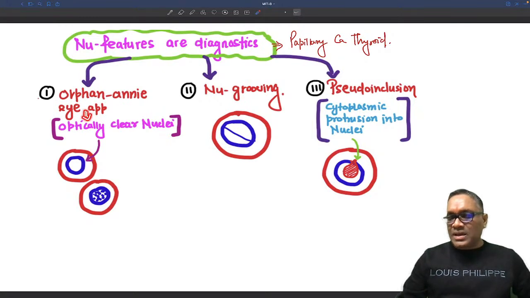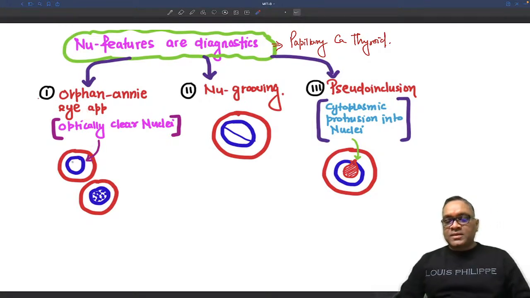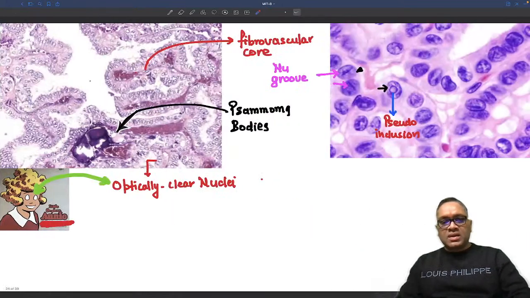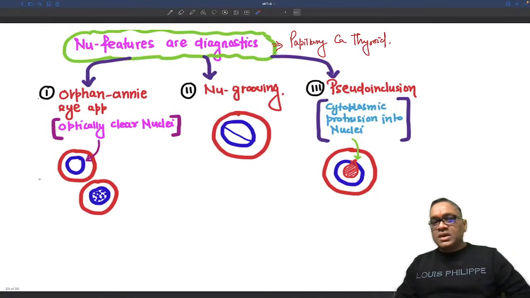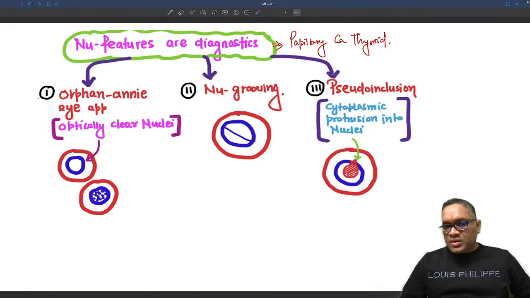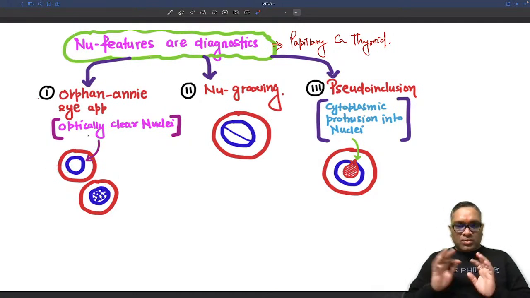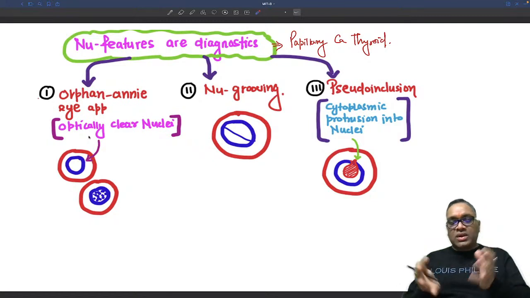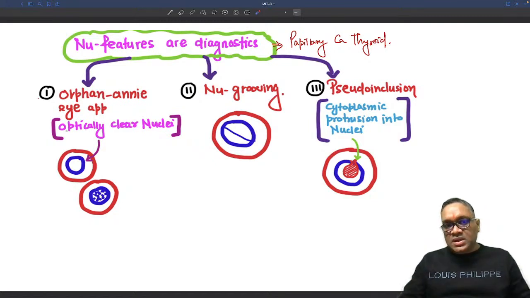What is the orphan Annie eye appearance? Why is it called orphan Annie eye? That was a cartoon. You can see here, in that cartoon, her eyes have no eyeballs. So that is why it is called orphan Annie eye appearance. Because if you look at the normal cell, it will have chromatin. Stippling of the chromatin you can see in this normal cell. But in this papillary carcinoma, there is no nuclear chromatin. Because there is no nuclear chromatin, that will give you a clear appearance. That is why it is called optically clear nuclei.